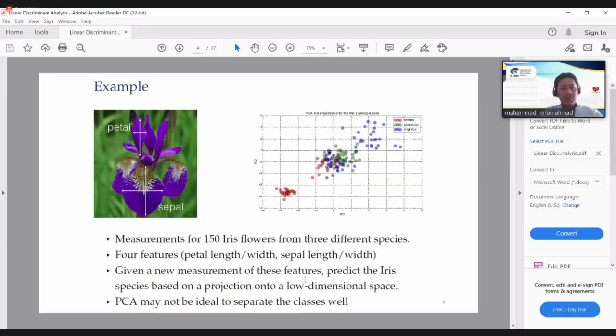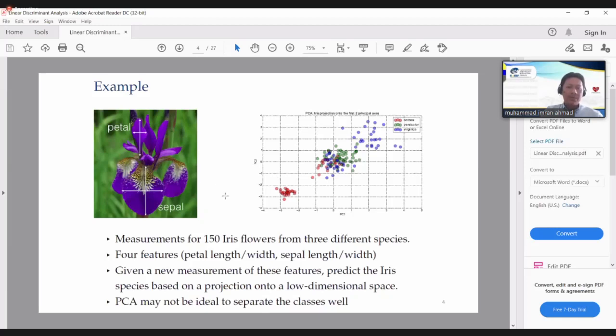Now let's have a look at another example. We want to study the iris flower, which we measure from 3 different species. Let's assume we have the iris flower, but this kind of flower has different species. For example, think of durian, where we have 3 types. The same thing goes for the iris flower.